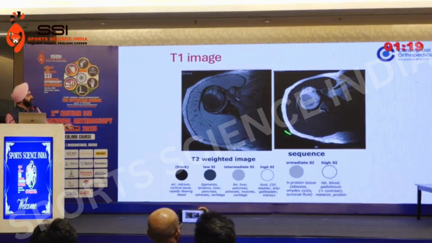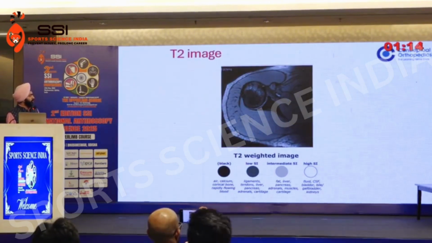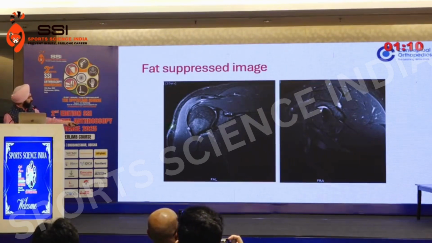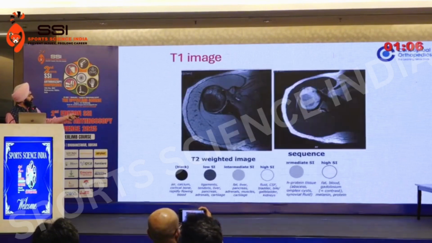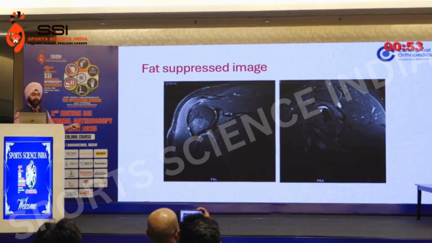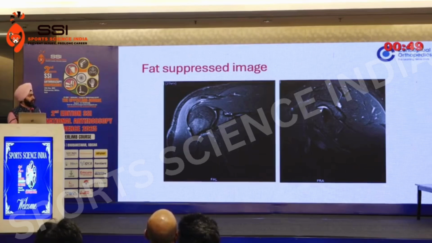T1 is for your anatomy. T2 will tell you about some pathology. It's a T2 weighted image, but the best friend is fat suppressed. Look, there is no subcutaneous fat. Fat is black here. In the T1 and T2, fat was still white. In fat suppressed, the only thing white is inflammation or pathology. So you're looking at all your inflammations, all your tears here in a fat suppressed image. Look at the subcutaneous fat. If it's gray, that's a fat suppressed image.